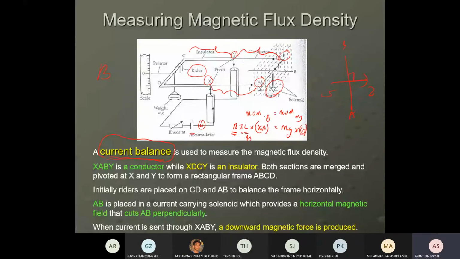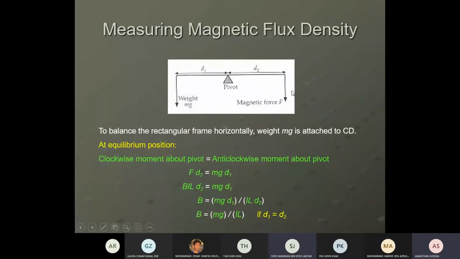But now we have another device which can measure magnetic field strength very, very easily and with quite reasonable accuracy. Does anyone know another device which can measure magnetic field strength? It starts with H. I don't think you have come across this. Hall probe. So the Hall probe is another device to measure magnetic field strength.